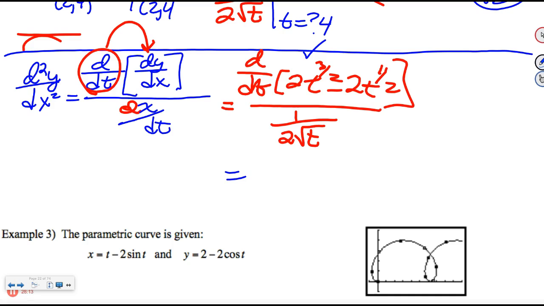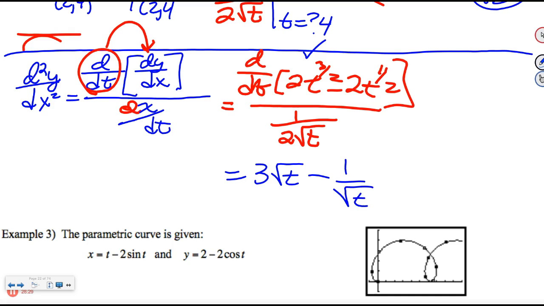Yes, he's going to bring it out front. The 2's cancel. He gets 3t to the 1 half, so 3 root t, right? Minus 1 over root t, or t to the negative 1 half. Doesn't really matter, right? There it is.